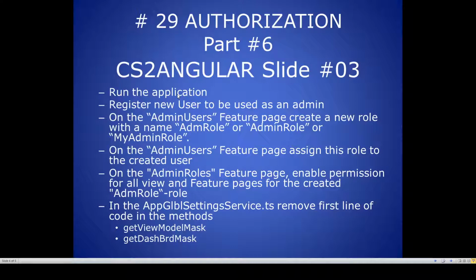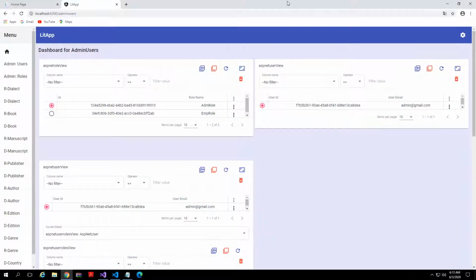On the admin roles feature page, enable permission for all view and feature pages for the created ADM role. In the application global settings service, remove first line of code in the methods. Get view model mask. Get dashboard mask.